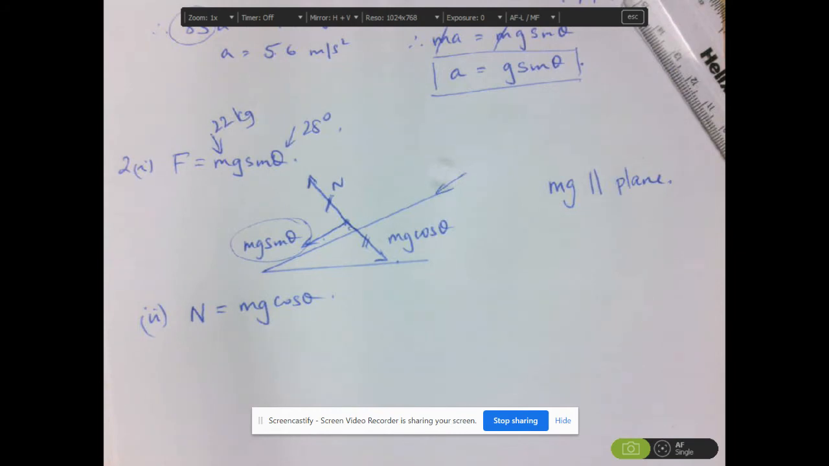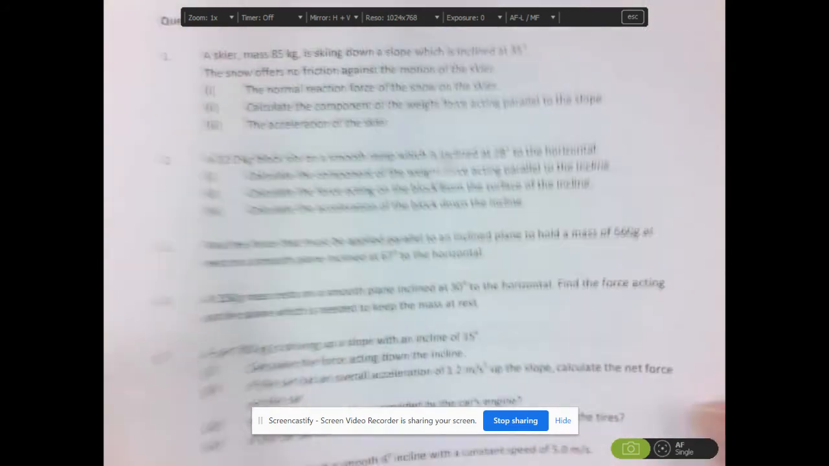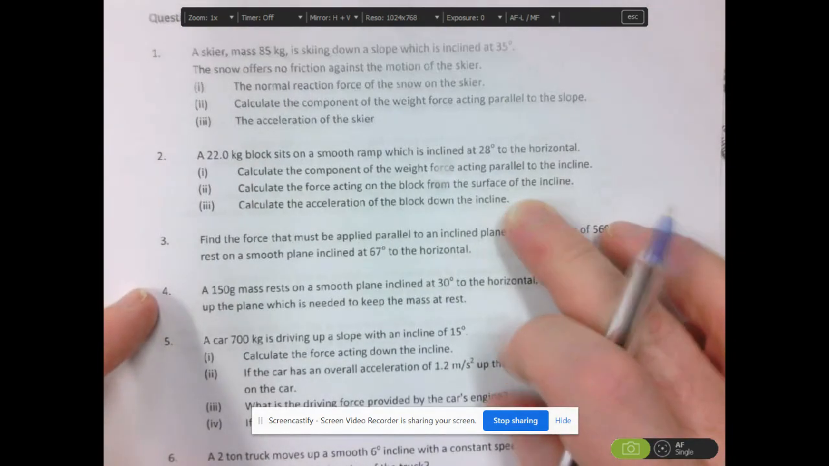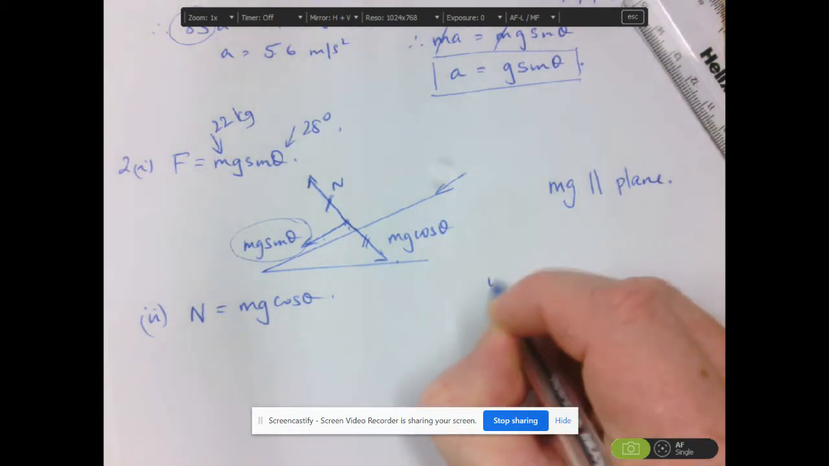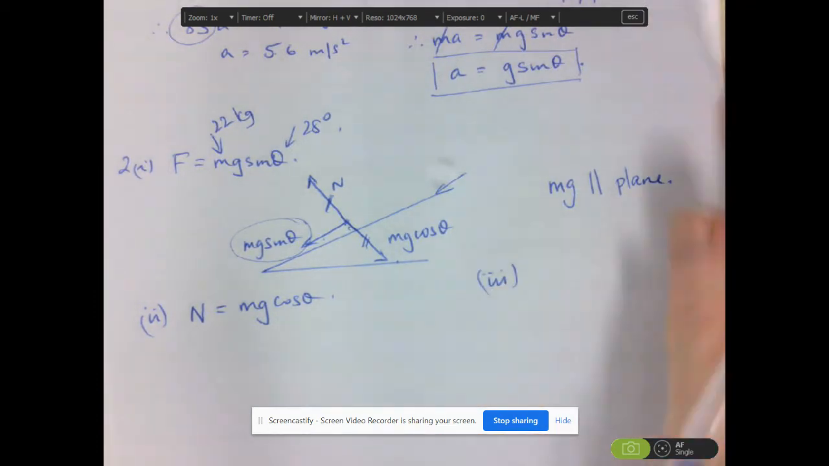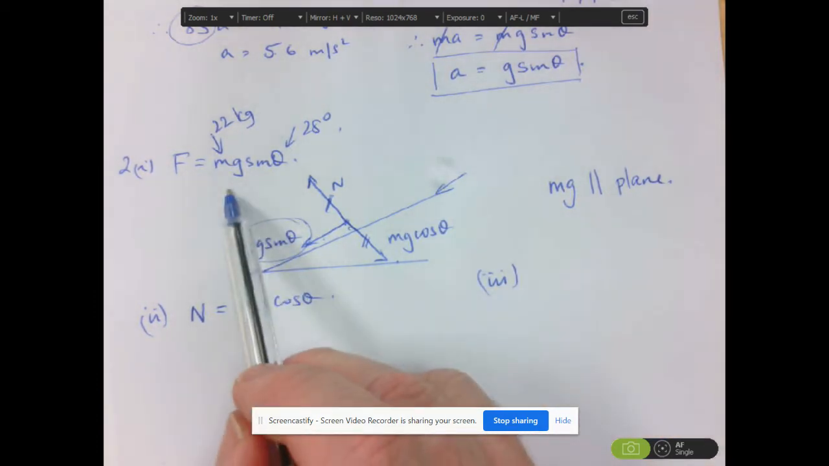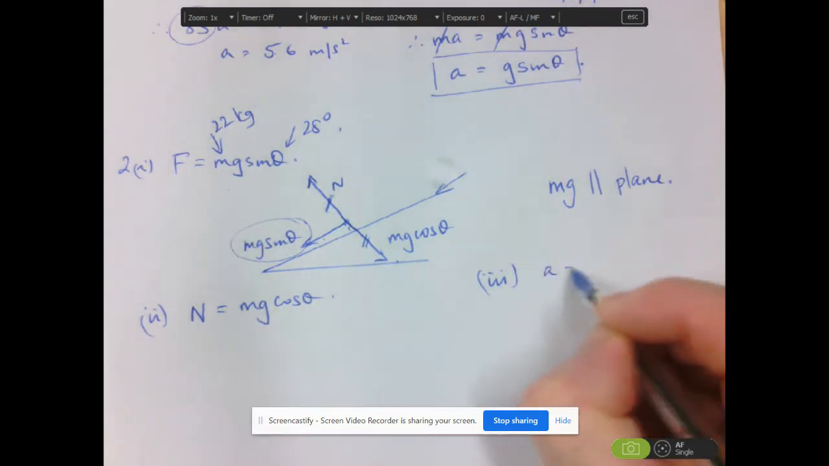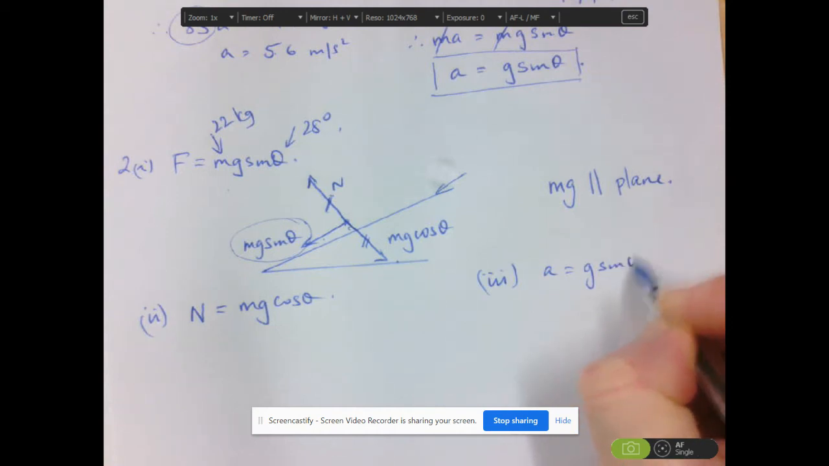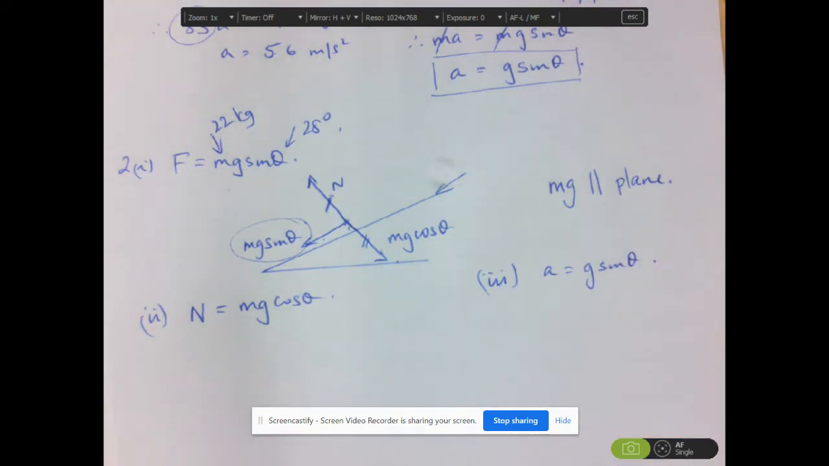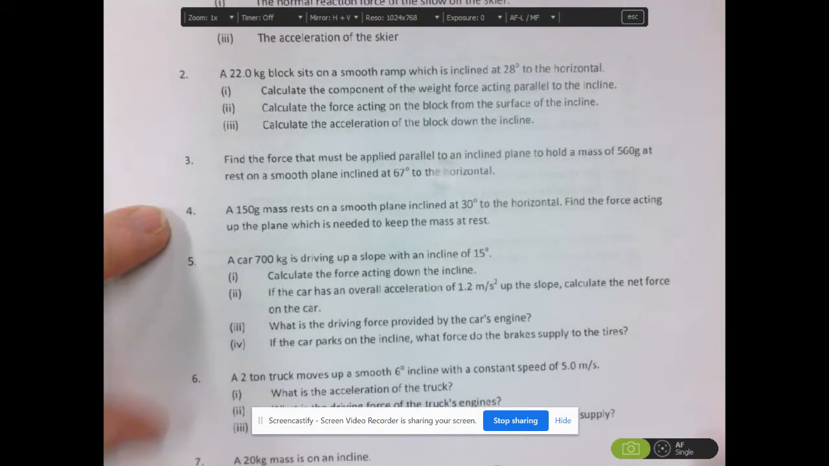Okay. And finally, the third thing we're asked to do here is the acceleration down the plane. So number 3, acceleration down the plane. Now you could simply use this value over here and make it equal to ma like we did, or you could use a equals g sine theta like we did before. I'll let you go and have a go at the rest of the ones on this page.